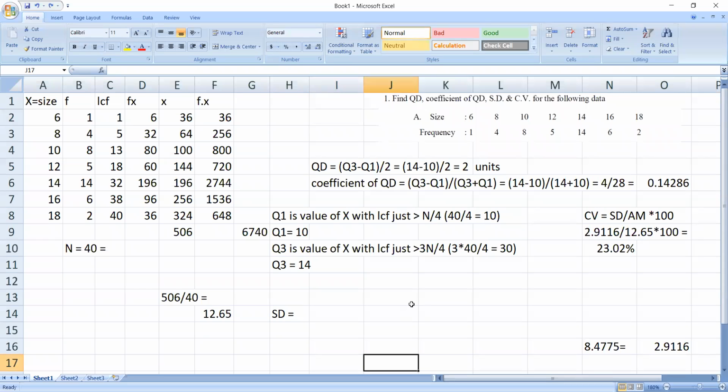So these are the calculations. So we'll have columns X, F, LCF, FX, X square, and F into X square. Check whether your answer matches. And then you have the formula of QD, coefficient of QD. Then the values of Q1 and Q3.